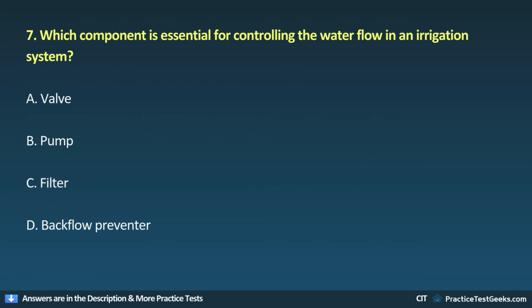7. Which component is essential for controlling the water flow in an irrigation system? A. Valve. B. Pump. C. Filter. D. Backflow preventer.